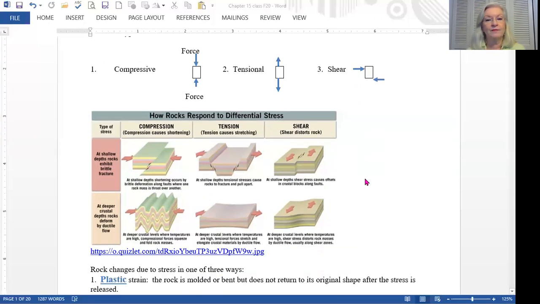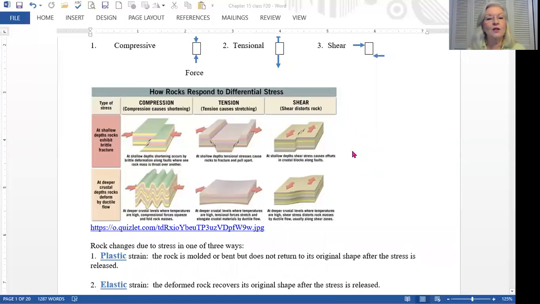So let's look at the graphic for just a second. The top three illustrations are for rocks that are deformed close to the surface, so at shallow depths. The bottom three are for rocks that are deformed much deeper underground. So if you push the two rocks together in compression, because faults almost never occur directly up and down, they're almost never vertical, they're almost always at an angle.